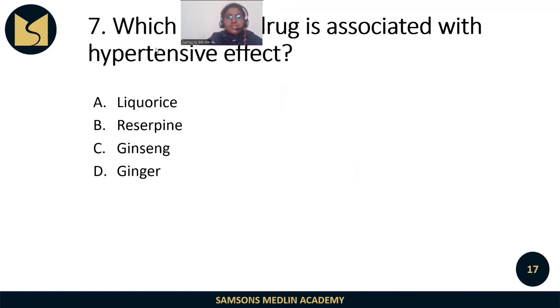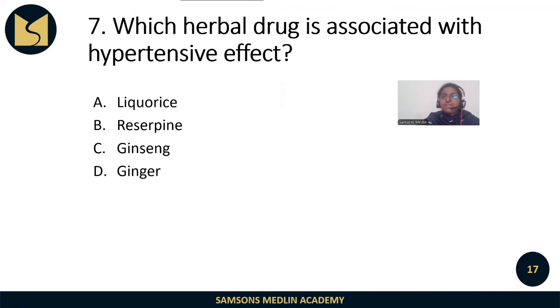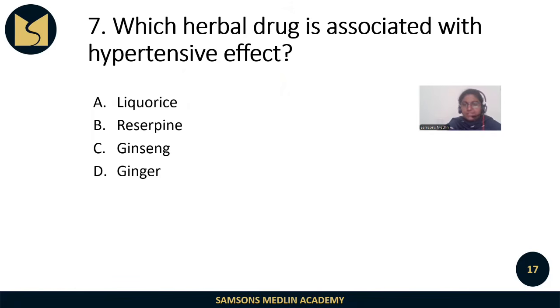Moving to the next question. Which herbal drug is associated with hypertensive effect? Licorice, reserpine, ginseng, ginger. The correct answer is option A, licorice.